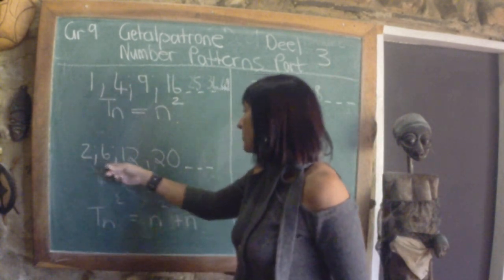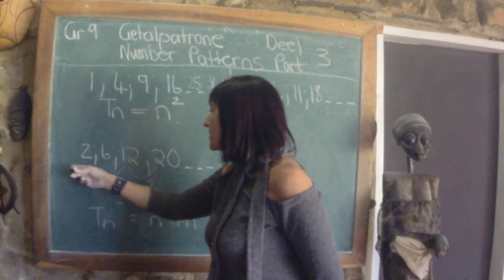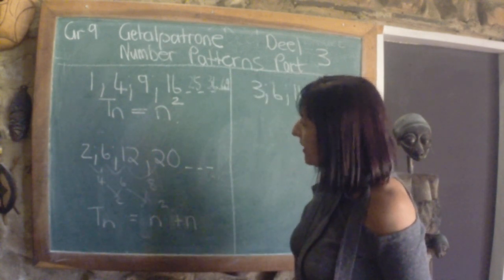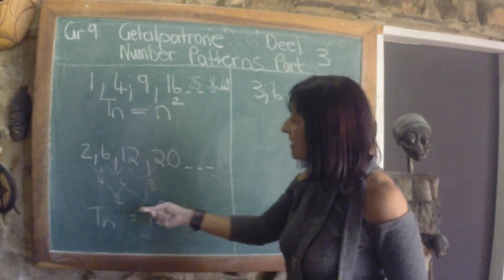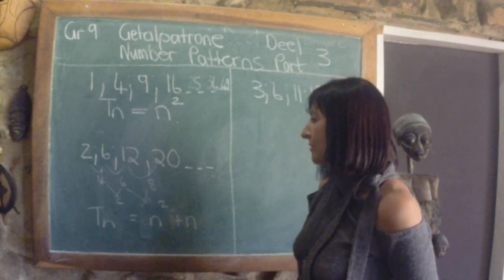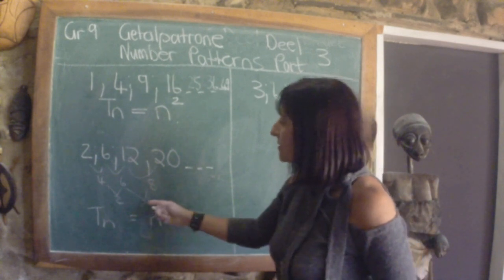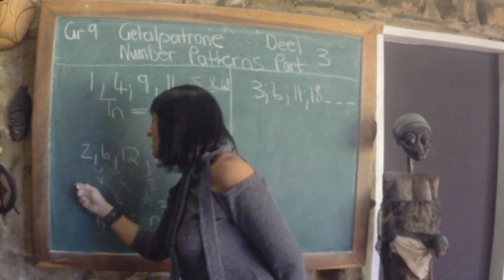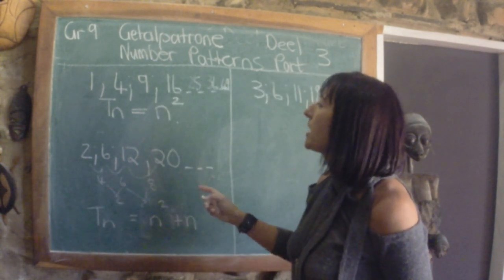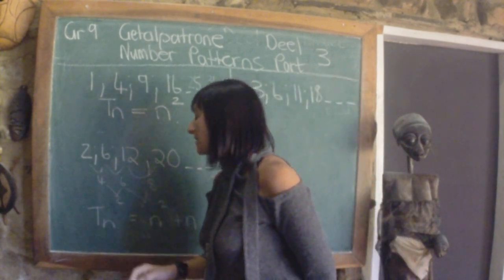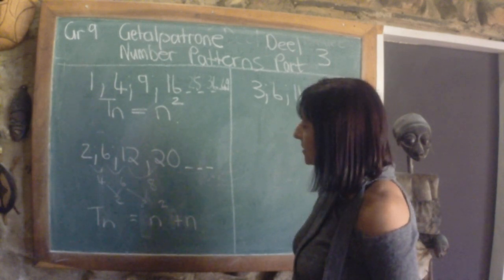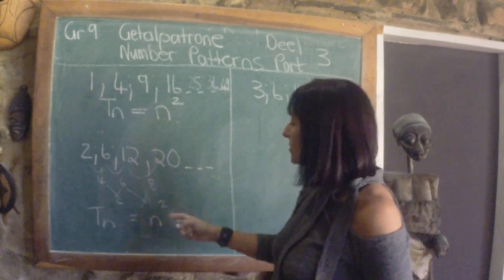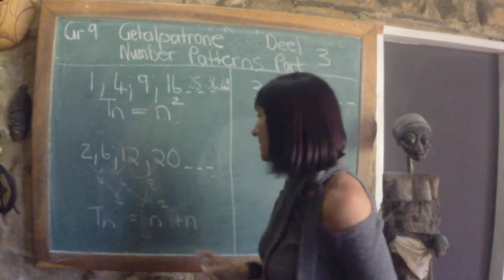Partymal kry ons ander getalpatrone wat nie so maklik herkenbaar is nie, like these ones. But then, when I check out the first difference and the second difference, then I see that the second difference is constant. When the second difference is constant, you can always be sure that there is a square in it, an n square in it. So if you write down your Tn, then you must use the numbers here inside to determine your Tn formula.